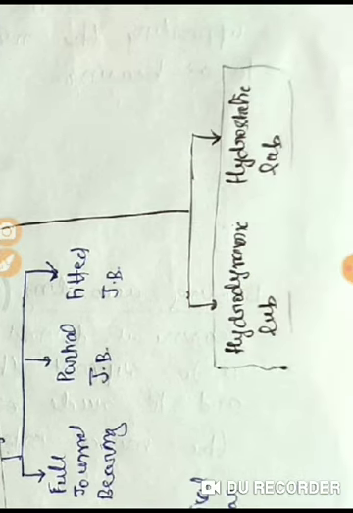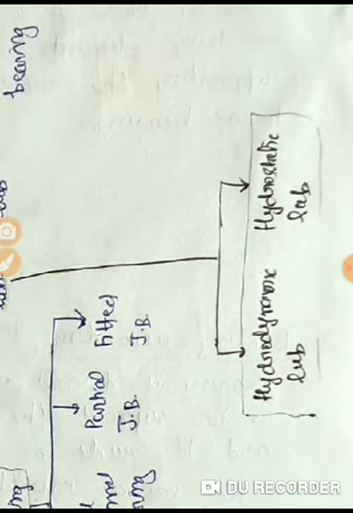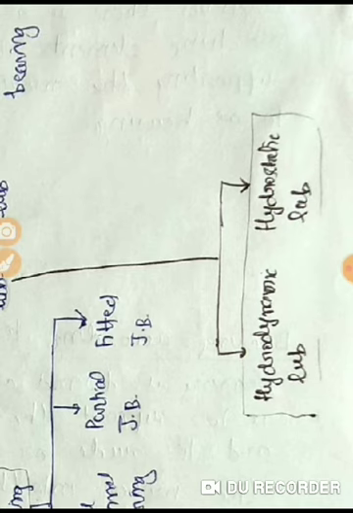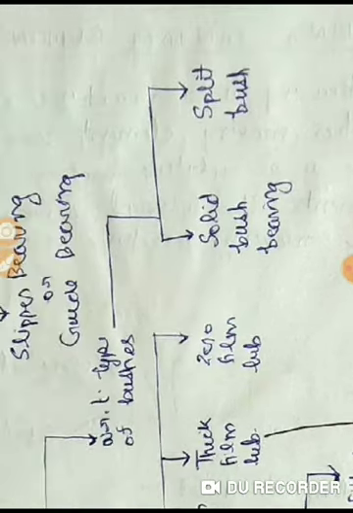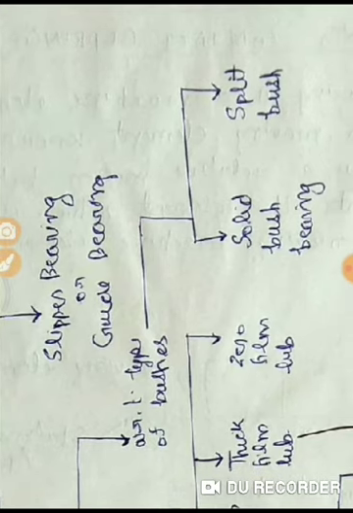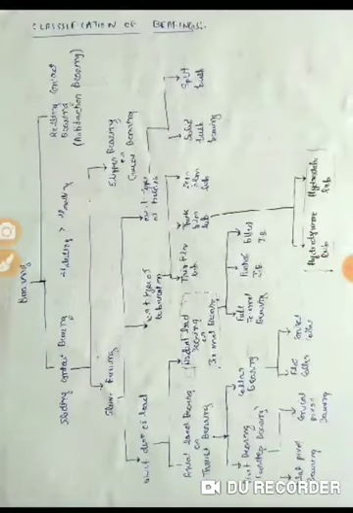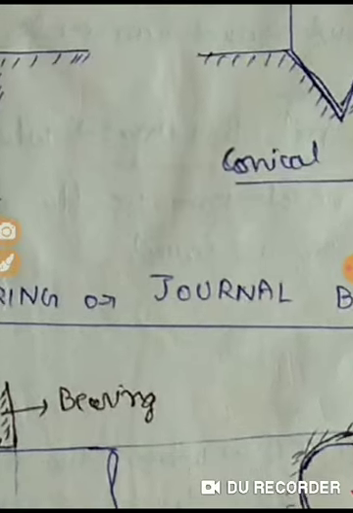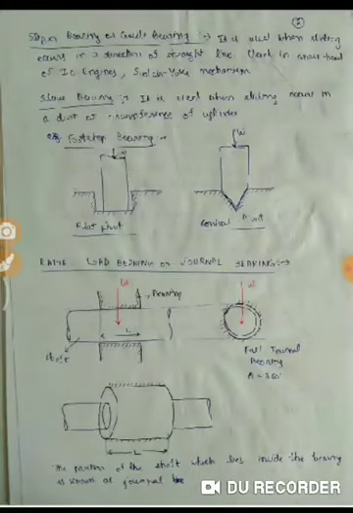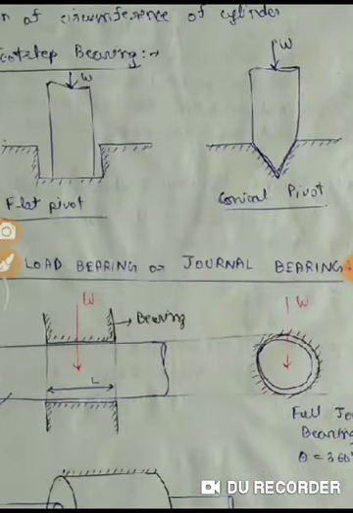Okay, and thick film lubrication is further classified into two very important types: hydrodynamic lubrication and hydrostatic lubrication. So we will be studying this in detail further. Okay, and the third type is with respect to type of bushes. They are further classified into two types: solid bush bearing and the split bush bearing. So these are the complete classification of the sliding contact bearing.